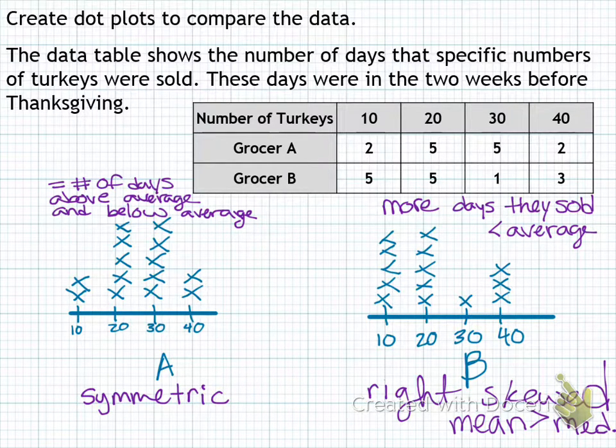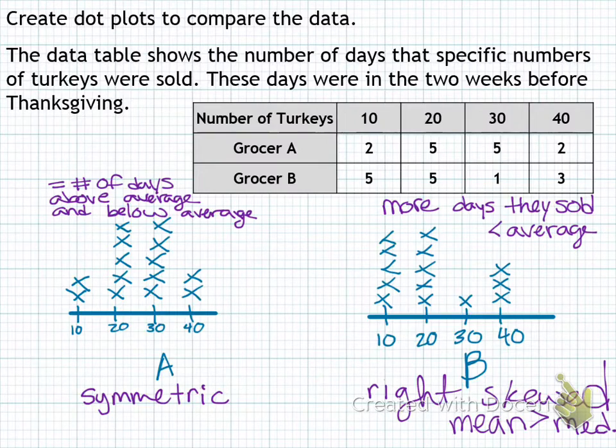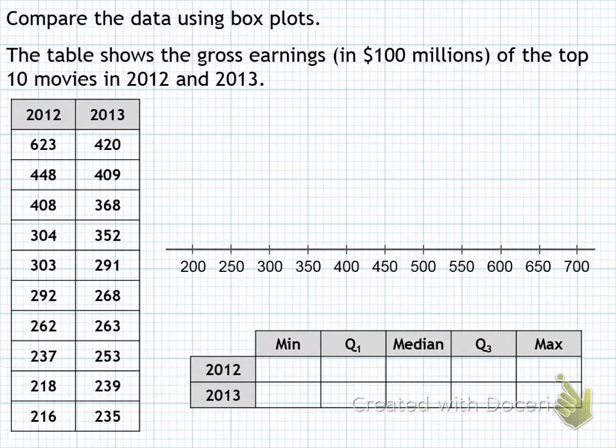Okay, and then the mean and the median we could kind of approximate using this, or we could find it actually using these dot plots and then compare those as well. Over here, this next example is talking about the gross earnings for the top 10 movies in 2012 and 2013. So 623 would be number 1, and then this would be number 10. Okay, so we already have them in order.